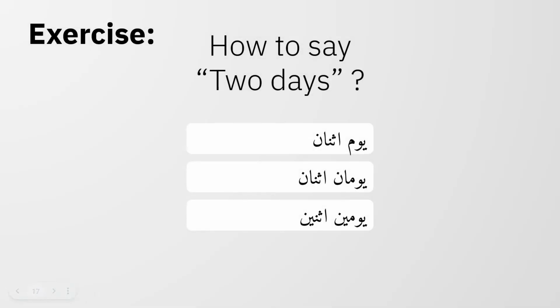Exercise time. How to say 2 days. يوم اثنان, يومان اثنان, or يومين اثنين. Which of these are correct? Is it يوم اثنان? No. Why? It turns out that if you want to express duality, there's a special suffix you have to add at the end of the noun. It's either ياء نون or ألف نون.